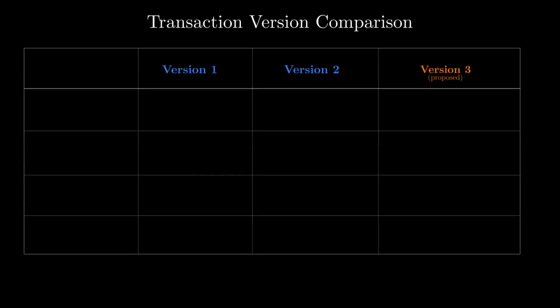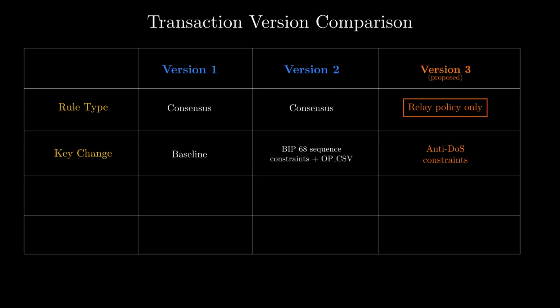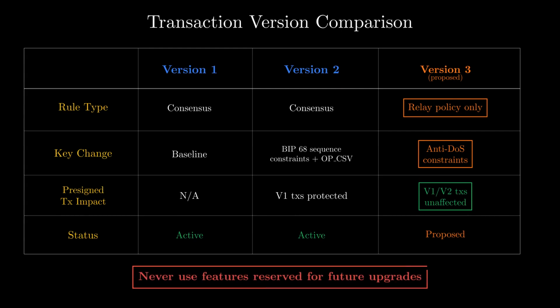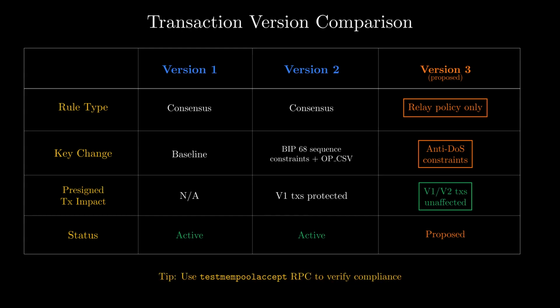Version 3 transactions have been proposed for relay policy changes, rules individual nodes use to decide which unconfirmed transactions to forward. Version 3 would add anti-denial of service constraints without affecting version 1 or 2 transactions at all. If you build protocols using pre-signed transactions, the practical rule is clear: never use features reserved for future upgrades. Bitcoin Core's testmempoolaccept RPC can verify your transactions comply with current rules.